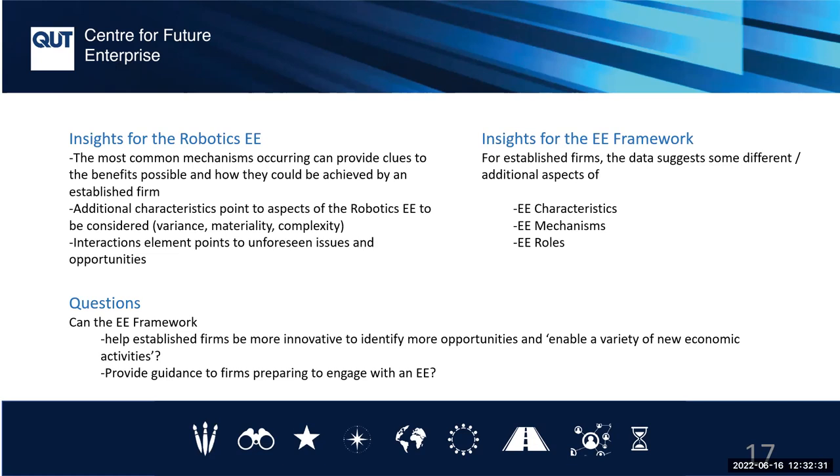And there's a whole suite of mechanisms. So you can look at the most common ones, but then ask, as a thought-provoking experiment, well, what else could we do? What if we looked at this mechanism? How could we take advantage of that? We found additional characteristics to discuss further and consider: the variance, materiality and complexity of robotics as an EE. And the interactions between EEs can suggest a flag of caution perhaps to a company wanting to engage with robotics, but also could flag unforeseen issues, but also opportunities.